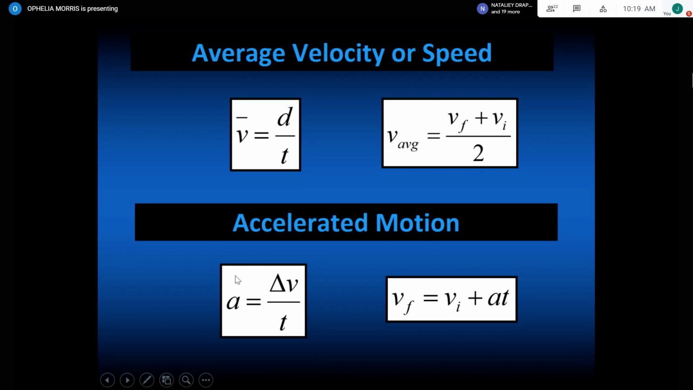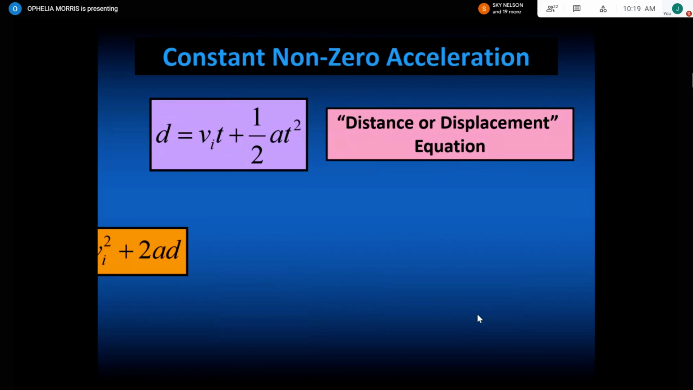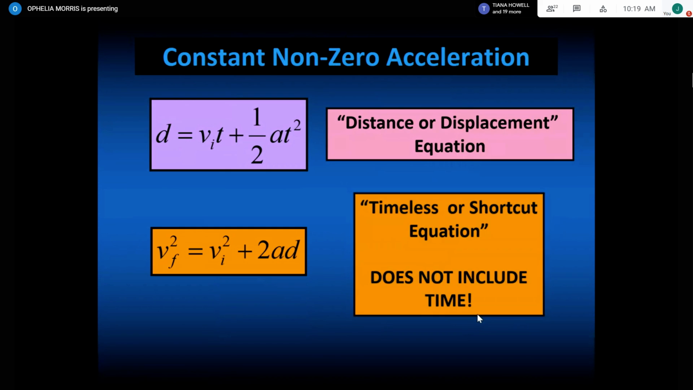So the second one again, now on the bottom, is accelerated motion, which is delta V over delta T. And the other way, when you rearrange this formula, is V final is equal to V initial plus AT. It's the same formula. All they do is rearrange it. So constant non-zero acceleration again. So these are the formulas. I'm going to pause so you guys can write it down.